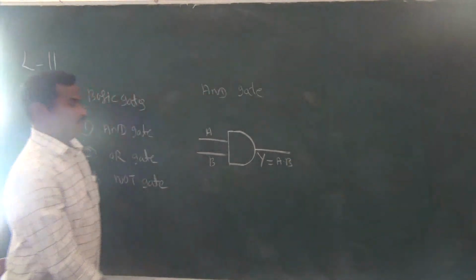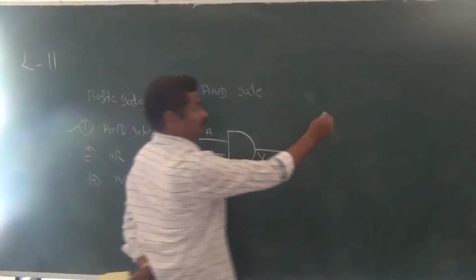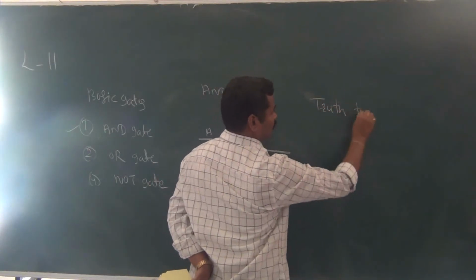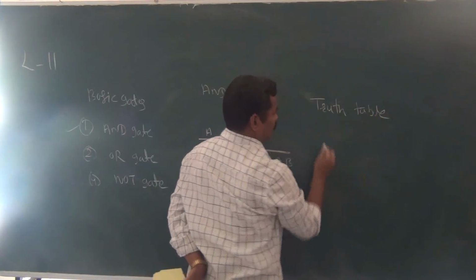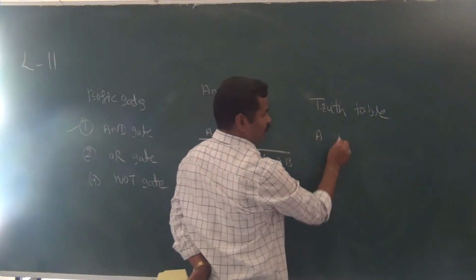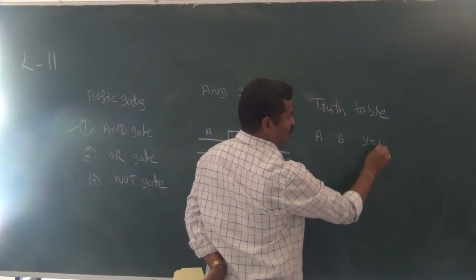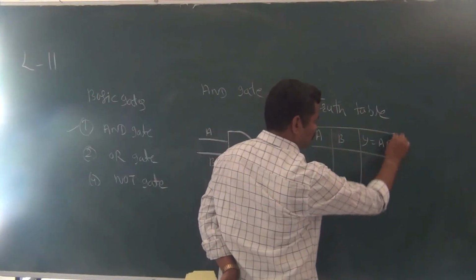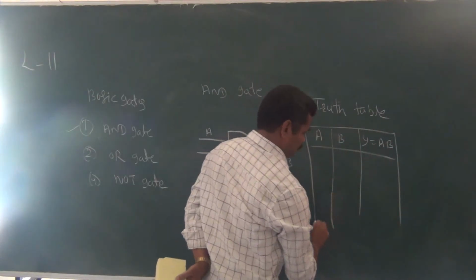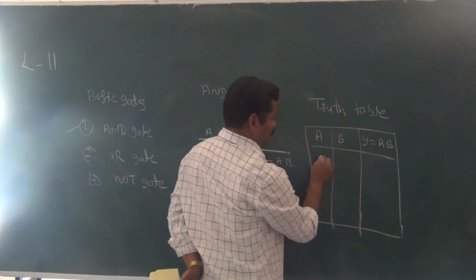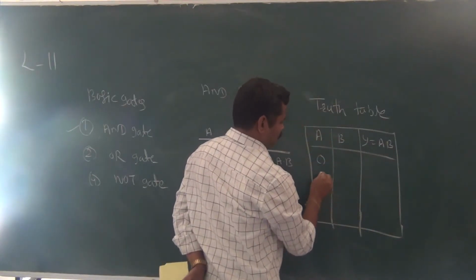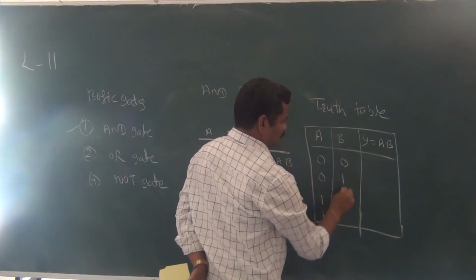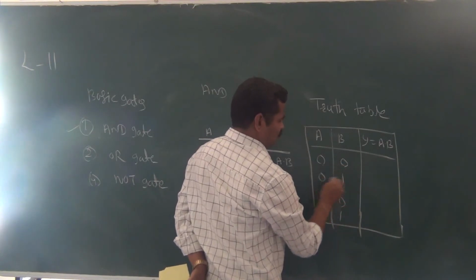This is the symbol of the AND gate, and now the truth table. What is the truth table? Here in the truth table, you have A, B inputs and Y output. As usual, 0 0, 0 1, 1 0, 1 1, and the output is 0, 0, 0, 1.